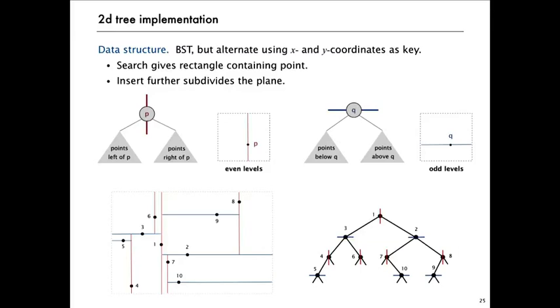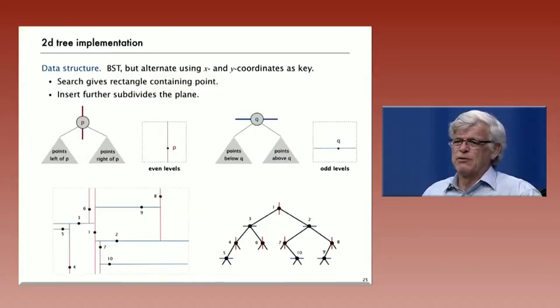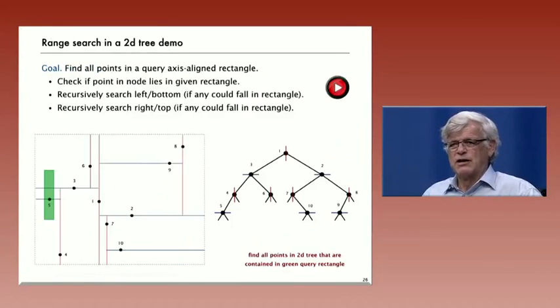And the code for this is the same as for binary search trees. It's simply which coordinate we use for the comparison. That's the only difference. So that's 2D tree implementation. So now what about solving a problem like this range search problem for a 2D tree?